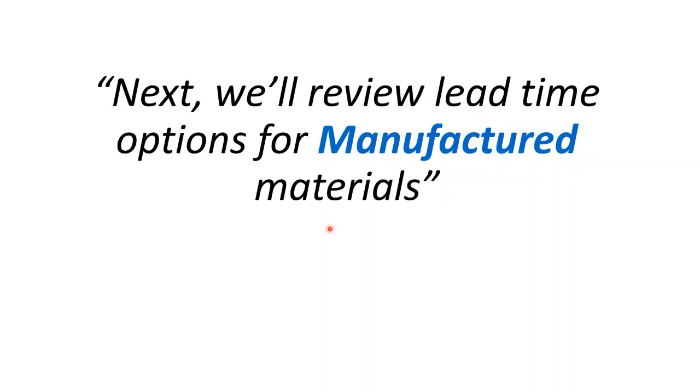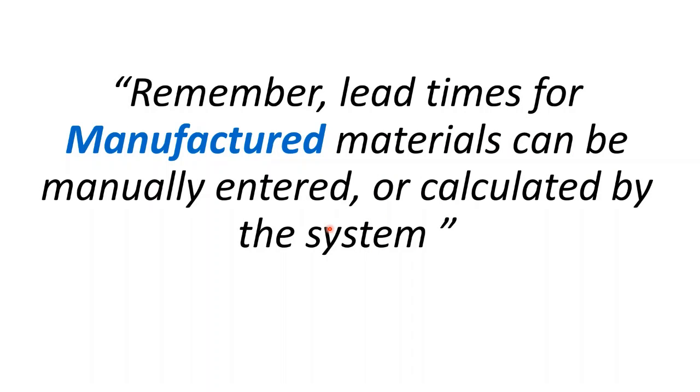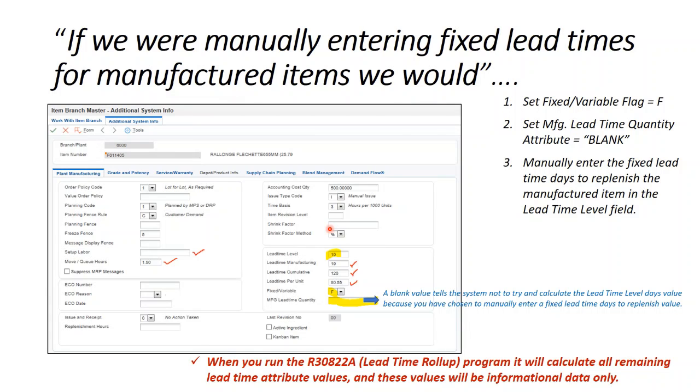Next, we'll review lead time options for manufactured materials. Remember, lead times for manufactured materials can be manually entered or calculated by the system. If we were to manually enter fixed lead times for manufactured items, we would set the fixed variable flag to F, make sure the manufacturing lead time quantity is blank, and then simply enter the fixed lead time days to replenish the make item in the lead time level field.